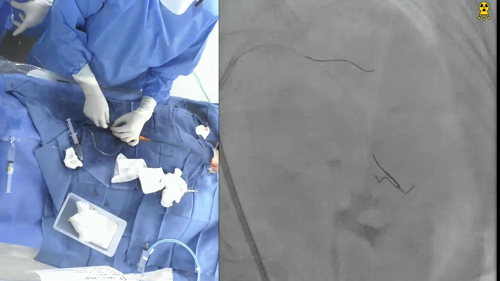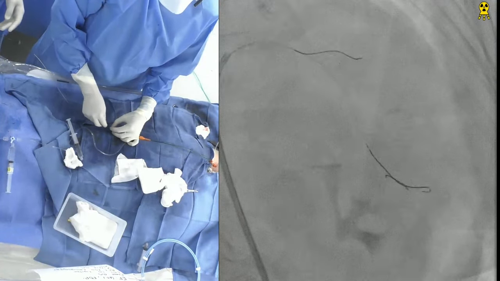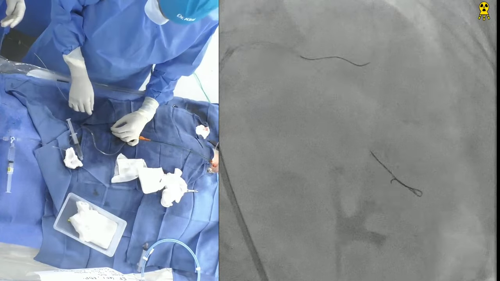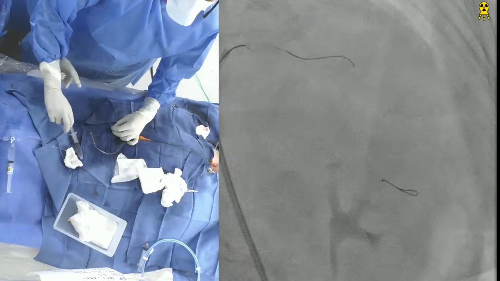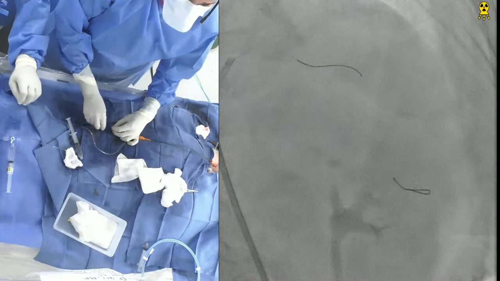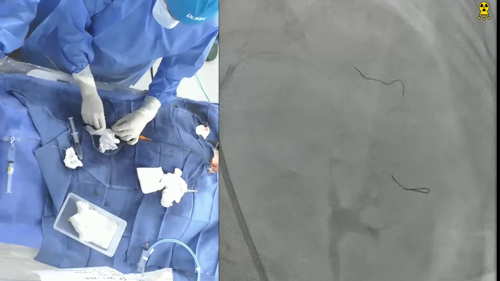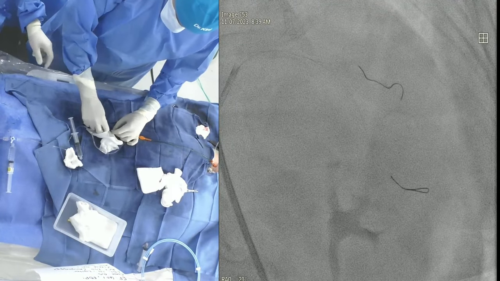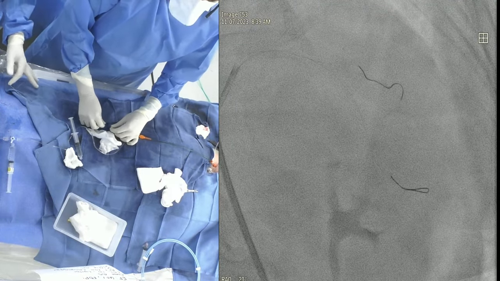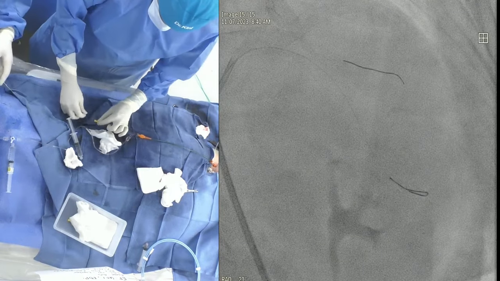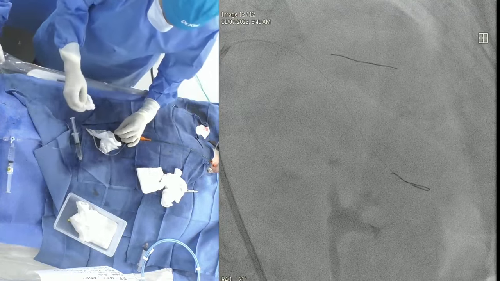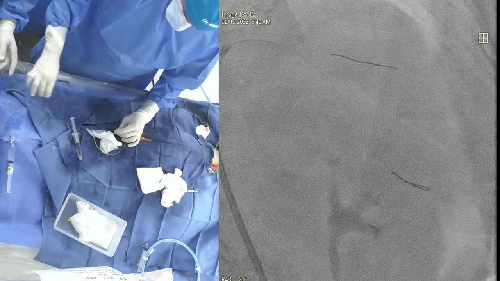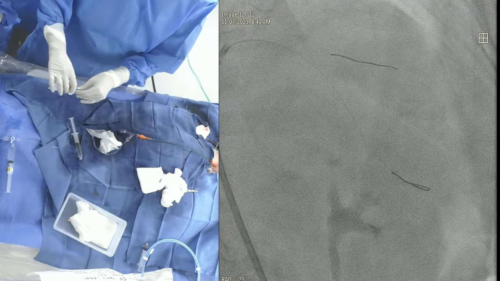But let's advance the diagonal wire a little more. This is better now, right? I'll take this wire more. Yeah. Good. Okay, we're taking it out. So made a nice curve. So there are the wires, you see that? They keep coming back. Yeah. The vessels are so tortuous.